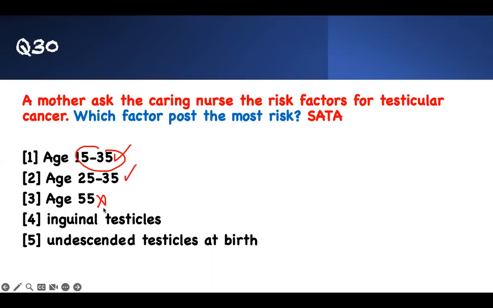But an undescended testicle that has not gone down into the scrotum is a problem. Undescended is the same thing as an inguinal testicle. When you put your hand in the inguinal region, you feel a testicle there. That's what we call an inguinal testicle. It has not descended yet. It's descending, but it has not made its way. So those two are the right answer.